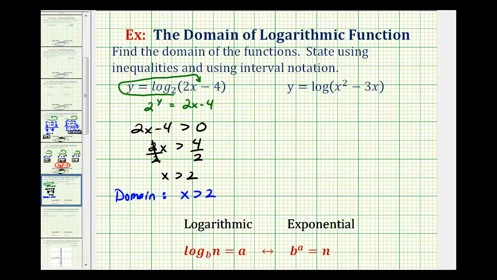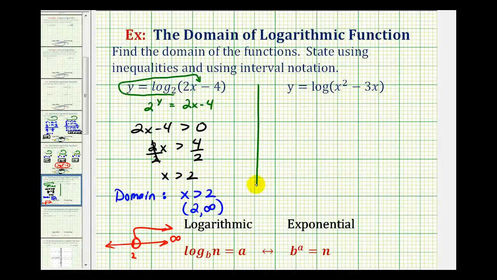If we want to express this using interval notation, it might be helpful to sketch a graph. So if this is 2, we'd have an open point on 2, arrow to the right, approaching positive infinity. Therefore, using interval notation, we have the interval from 2 to infinity, and it's open on 2 because it does not include 2.